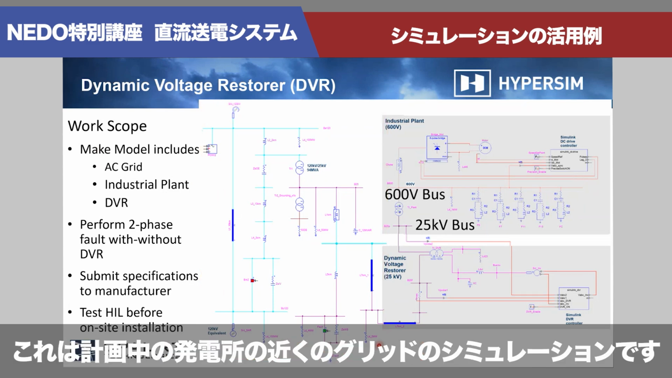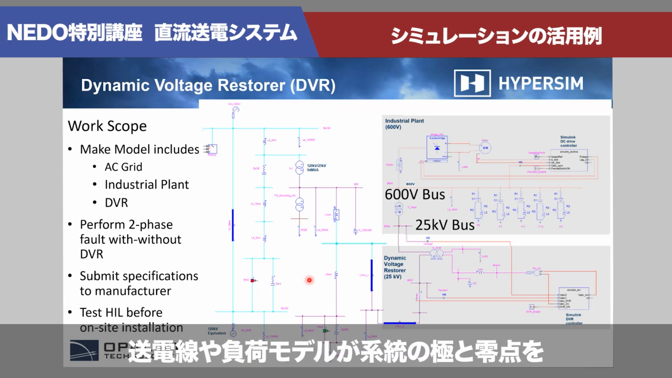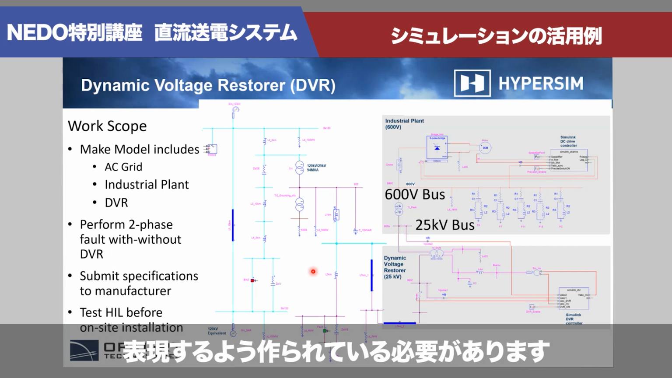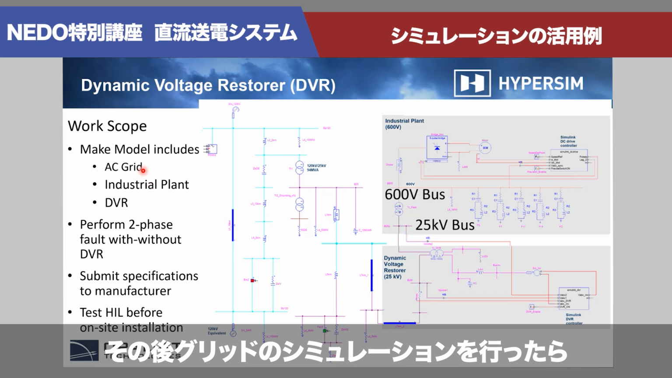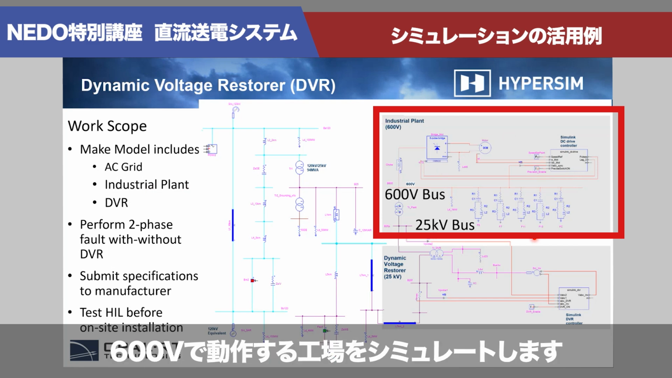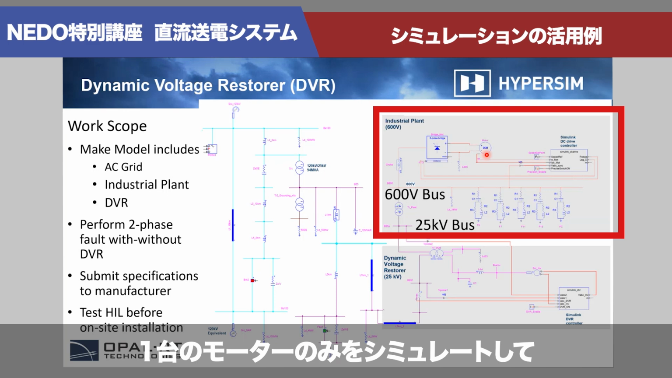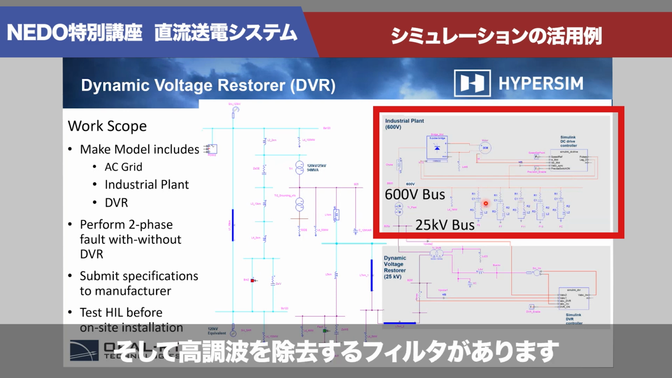This is a simulation of the grid near the location of the power plant that is planned to be implemented. Although it is simple, it is a technically accurate representation. You have to note that the lines and the loads, everything is made in order to represent the poles and the zeros of the grid at that location. After that, once you simulate the grid, you have to simulate the plant. So we have the top right side here. We simulate the plant, which is working at 600 volt. There's no need to simulate 25 motors, so only one motor is simulated, with some filtering, obviously, for cleaning all the harmonics.